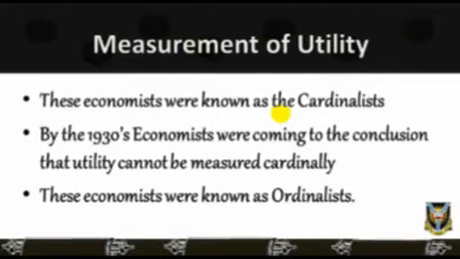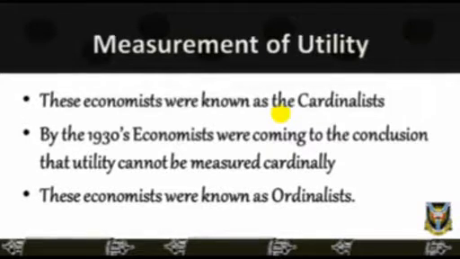Example: a consumer may obtain 10 utils from a bowl of pap but only 5 utils from a plate of rice. The conclusion of the cardinalists will be that the consumer obtained twice as much utility from the pap than from the rice, and the absolute difference between the utility derived from both commodities is 5 utils.